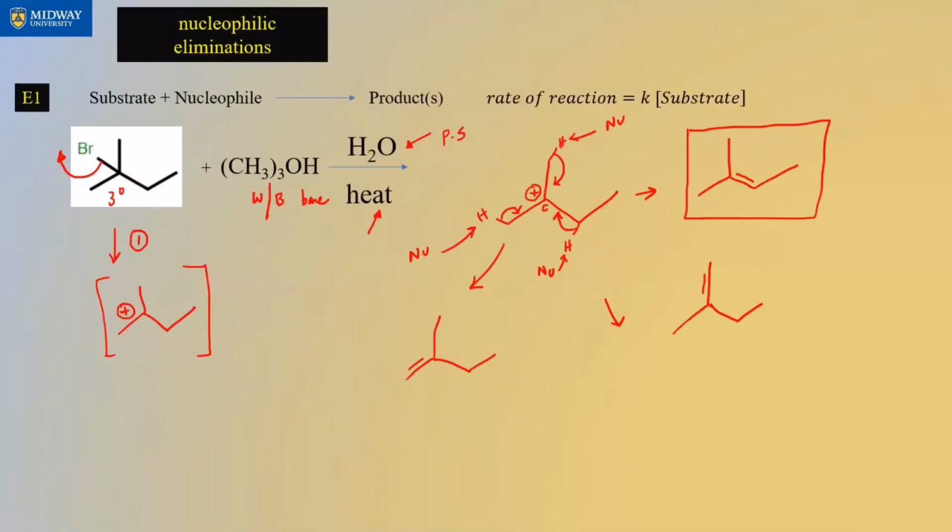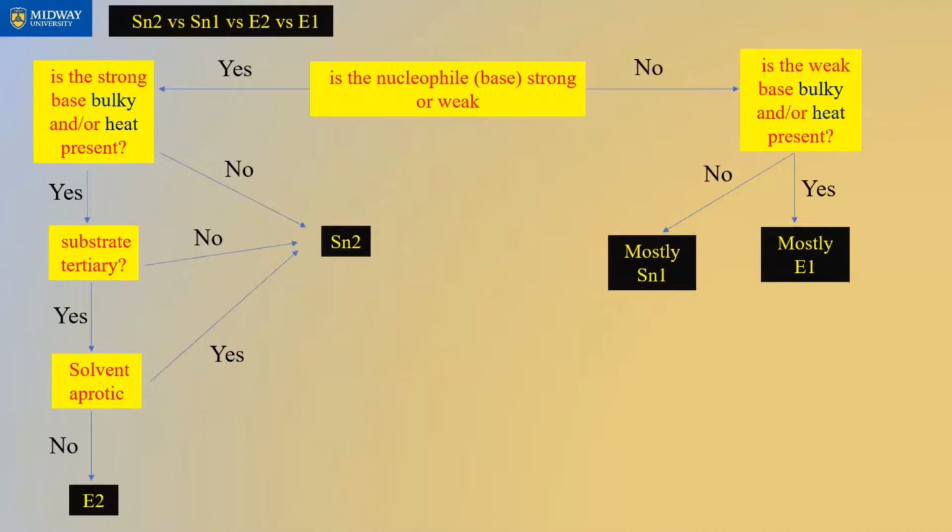And here's something I have done, which is a summary. Given a reaction, I've created a flow chart which will make things easier for you. First you look at the nucleophile or the base, whether it's strong or weak. If it is yes, you go to the left. If it is no, you go to the right. And then you determine, is the base strong? It's not only whether the base is strong, but is it bulky and or heat present? If the answer is no, then you're likely going to have an SN2 reaction. If the answer is yes, then is the substrate tertiary?